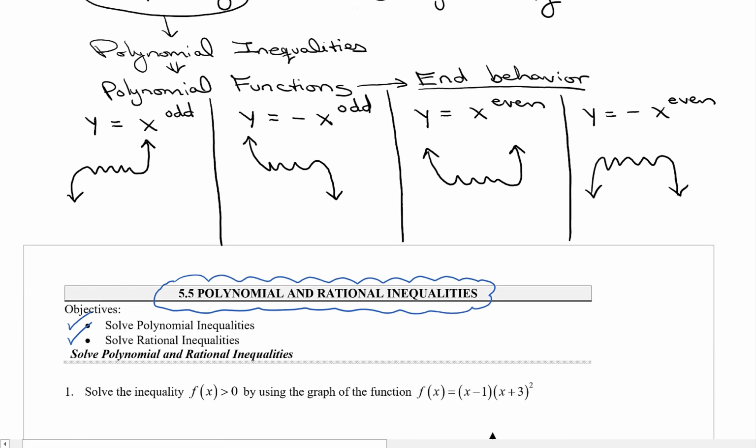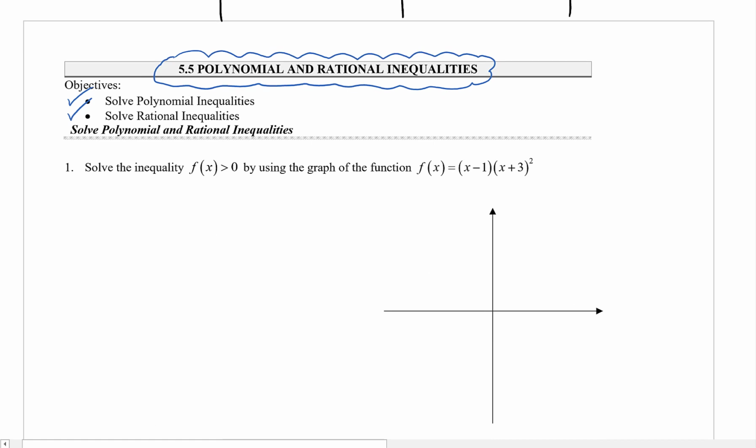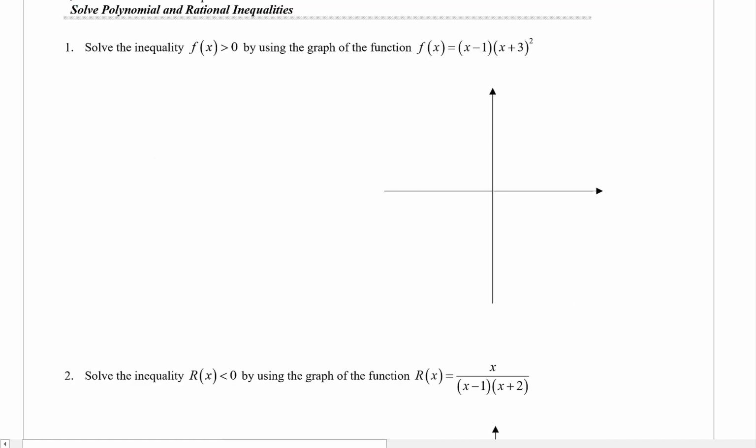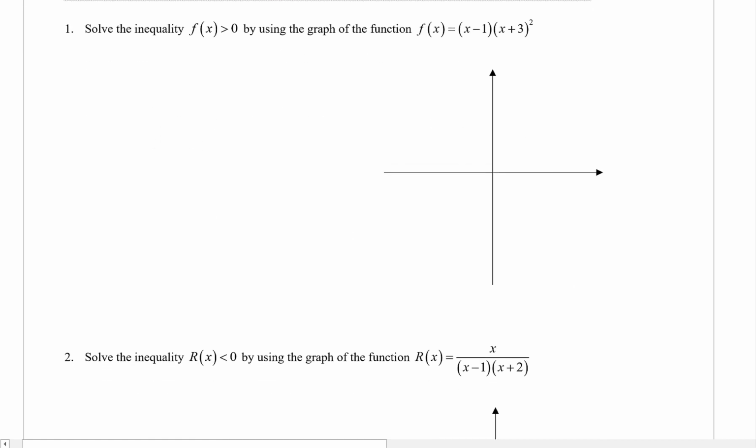All right, I think we're ready to go ahead and get started on number 1. Number 1 says solve the inequality f of x is greater than 0 by using the graph of the function f of x equals x minus 1 times the quantity x plus 3, squared. Now notice that this first factor, x minus 1, has x to the first, and the whole quantity is raised to the first. And the second factor has x to the first, and that whole binomial is being raised to the second power.